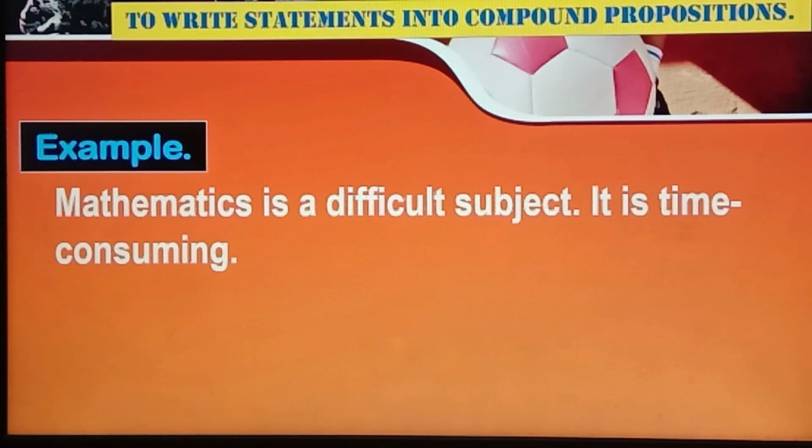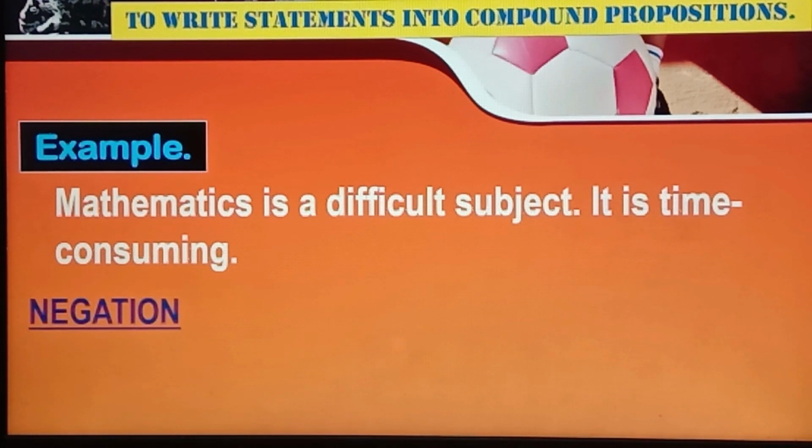So we have here two statements. Mathematics is a difficult subject, and the other one, it is time consuming, where "it" refers to mathematics. Now, if you are going to write this as a compound proposition, let us consider the five types of proposition, which again are the negation, conjunction, disjunction, conditional, and biconditional. So let us start with the negation.